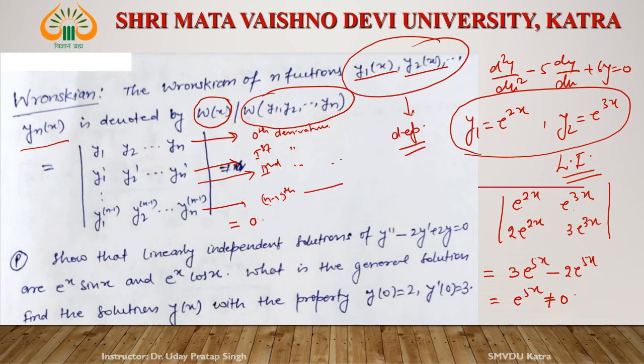Similarly, let us consider this example. Suppose this differential equation is given and the solutions are e to the power x sin x, e to the power x cos x. What is the general solution? Basically, the general solution is obtained by C1 into the first particular solution and C2 into the second solution. So this one becomes general, since the number of arbitrary constants is 2 and the order of the differential equation is 2. So the general solution is C1 e to the power x sin x plus C2 e to the power x cos x.